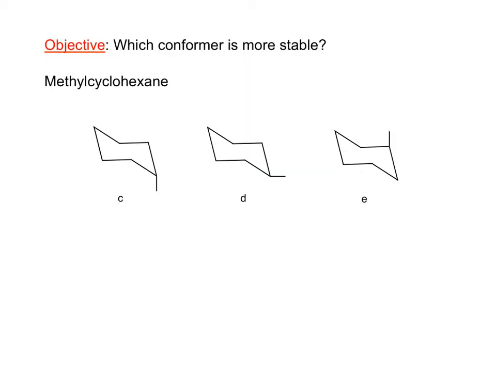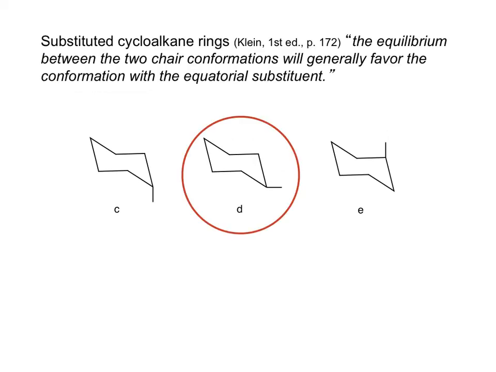Let's practice with a monosubstituted cyclohexane ring. So stop the video, identify which conformer is more stable. And the answer is, note that the substituent, in this case the methyl group, is more stable when it's in the equatorial position rather than the axial position.